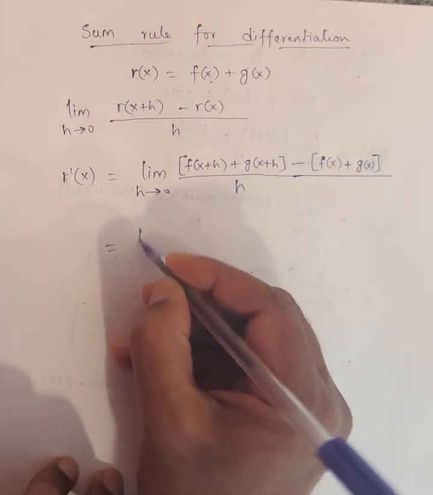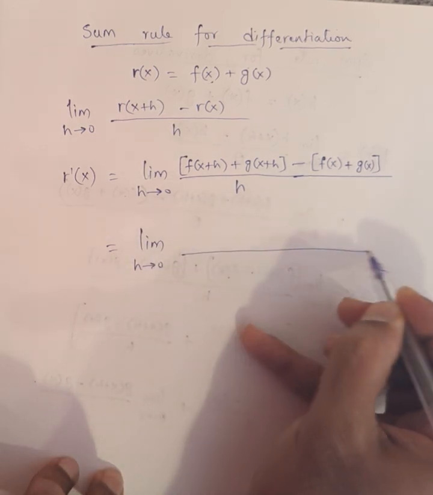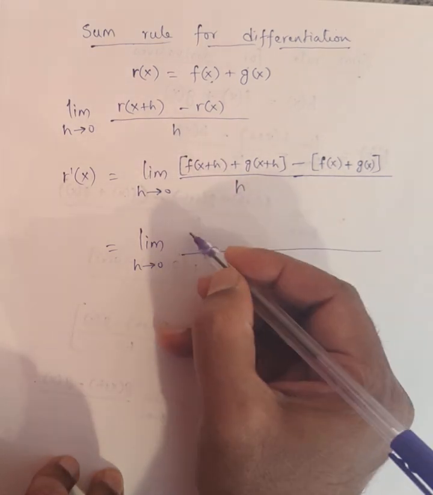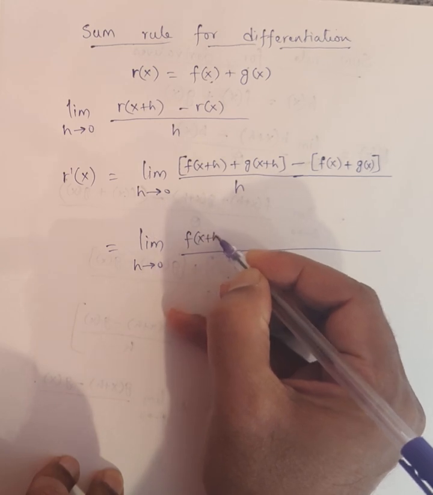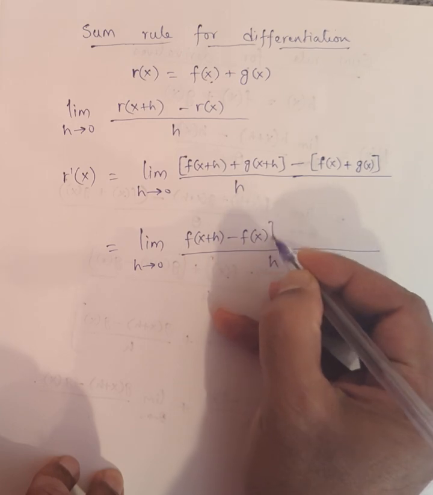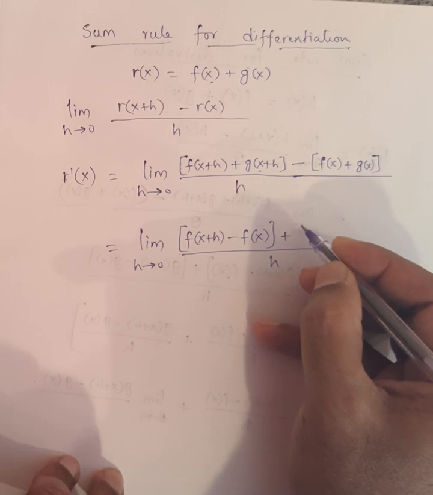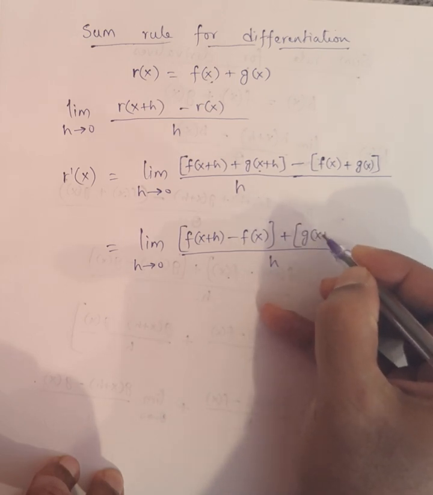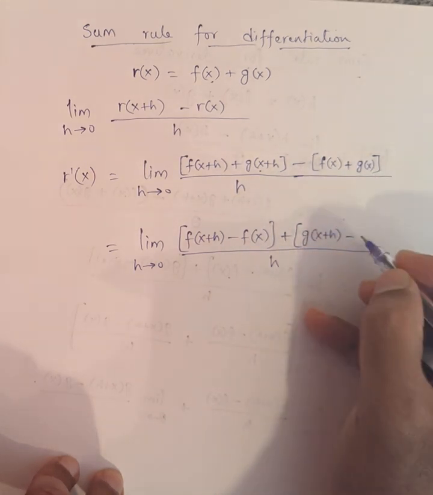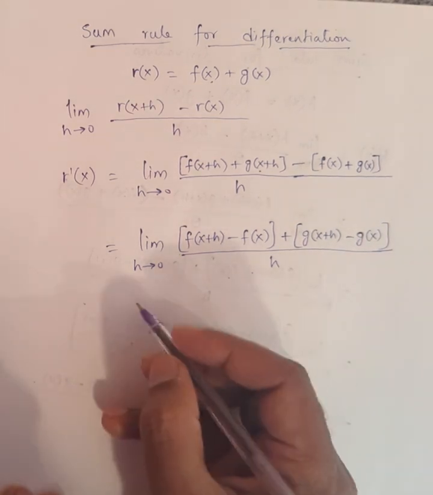So let's simplify this. Now, what I want to do in the next step is to keep the f's together. So we can pair this f of x plus h with that one, but that is minus f of x. And we combine these two, so it's plus g of x plus h minus g of x. If you distribute the negative, the g of x gets a negative sign.